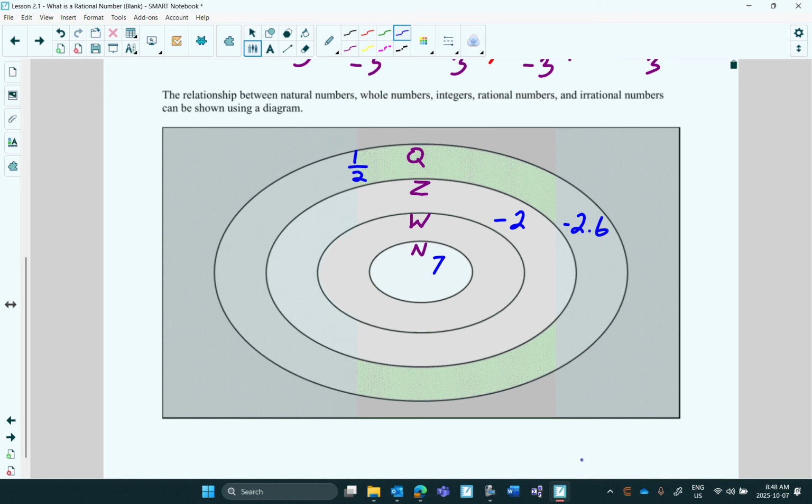Zero. Where would I put 0? Yes. Pi. Where would I put pi? Is it outside here? Yep. Let's try some. There you go. Good job.